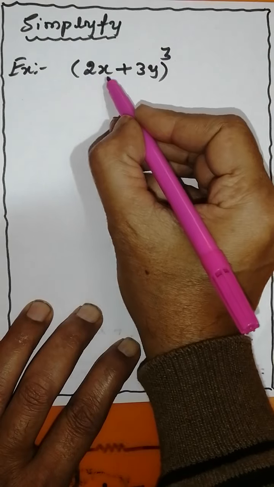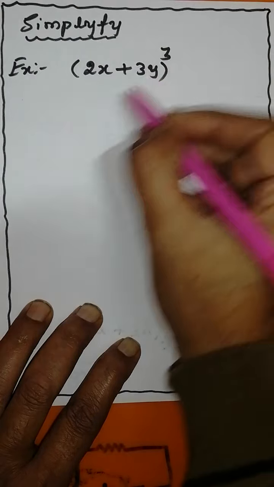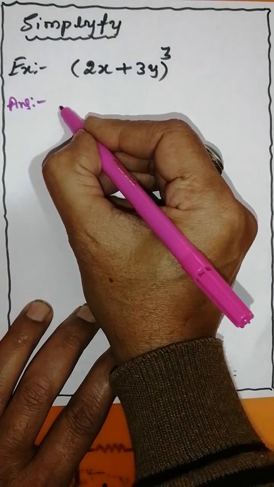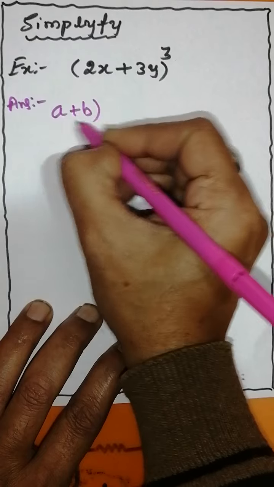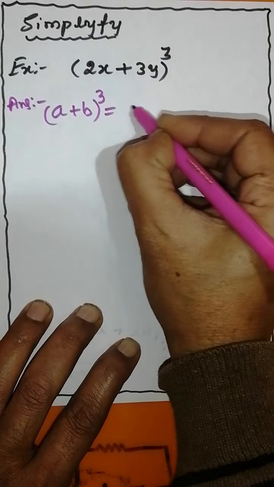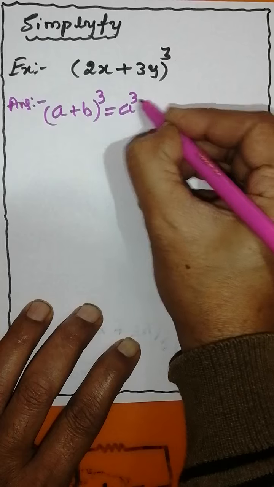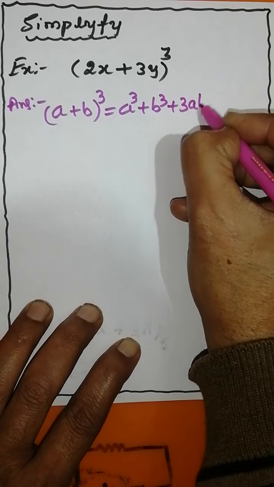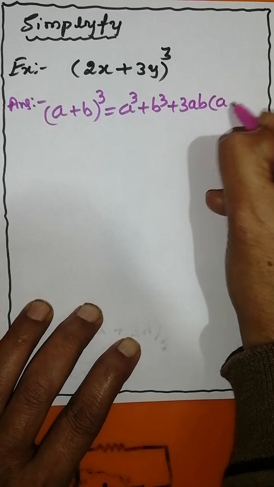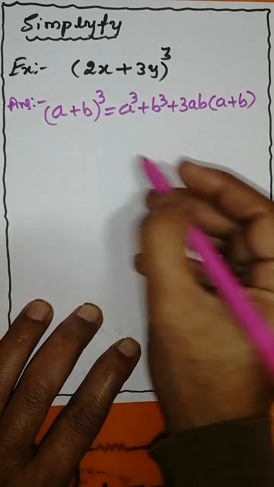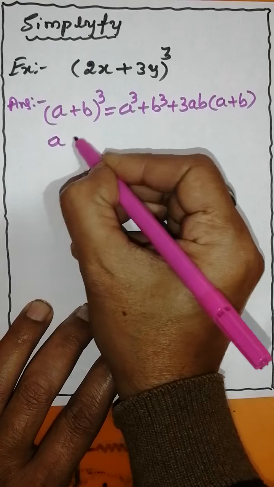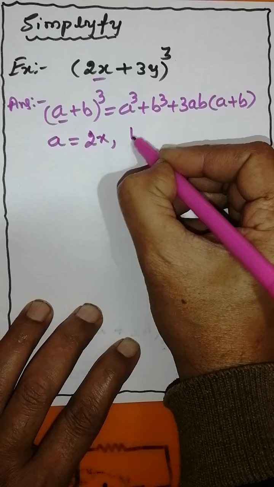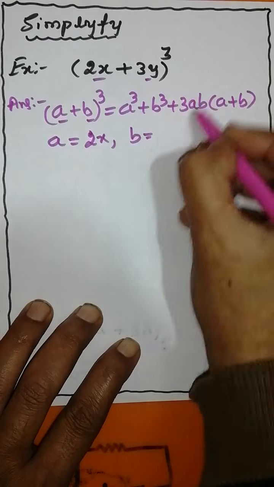Simplify. Example: (2x + 3y) whole cube. Answer. Here we use the (a + b) whole cube formula, which is equal to a cube plus b cube plus 3ab bracket a plus b. That is the formula. Here a is 2x and b is 3y.